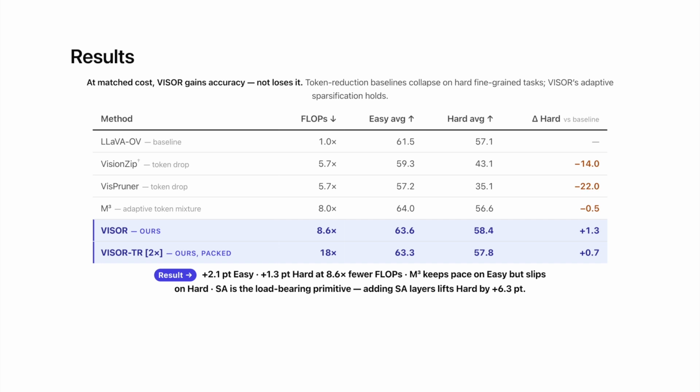Now let me show you the actual numbers. At roughly 8x fewer FLOPs, VISOR gains accuracy on both splits instead of losing it. Plus 2.1 on easy and plus 1.3 on hard. Reading the table top to bottom, the token reduction baselines, VisionZip and VisionPruner, collapse on hard, dropping up to 22 points. Our method performs well in both scenarios. By combining it with VISOR TR, our token packing recipe from the previous slide, we push that farther to 18x FLOP savings while still beating the baselines on hard.